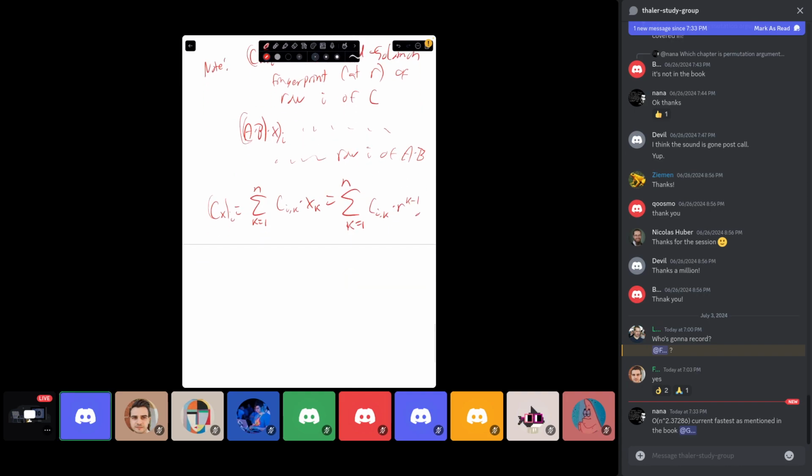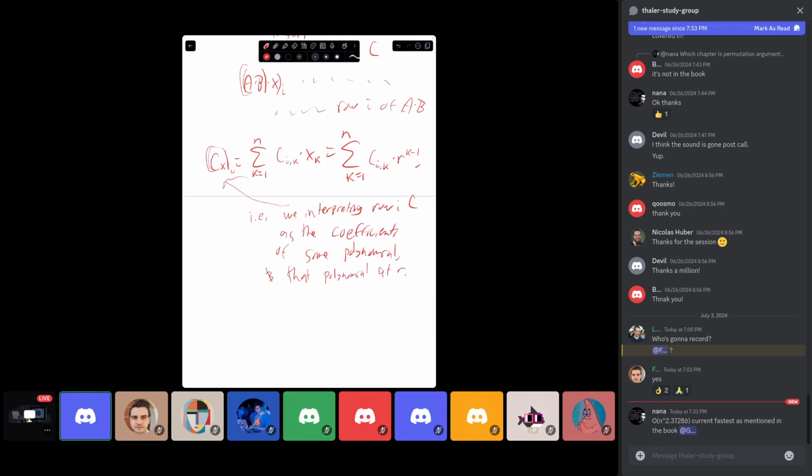So what's happening here is, in this equality, we are effectively interpreting row I of C as the coefficients of some polynomial, and evaluating that polynomial at R. So the ith entry of Cx is the result of interpreting the ith row of C as the coefficients of a polynomial and evaluating the polynomial at R. In other words, the ith entry of Cx is the Reed-Solomon fingerprint of row I of C.